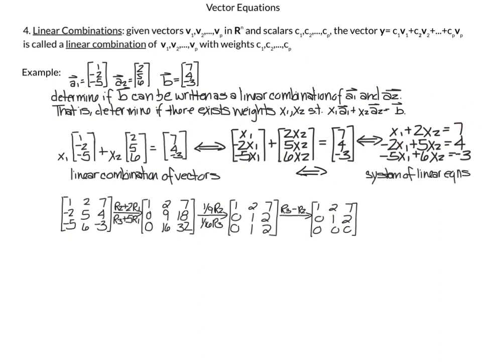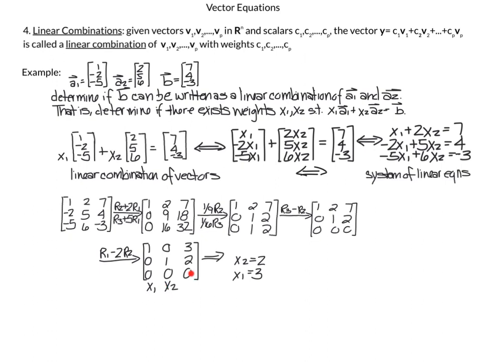We can use our augmented matrix, 1, 2, 7, -2, 5, 4, and 5, 6, -3. And we can do elementary row reductions until we get the equivalent echelon matrix of 1, 2, 7, 0, 1, 2, and 0, 0, 0. I did one more step to get the reduced echelon form. So I have 1, 0, 3, 0, 1, 2, and 0, 0, 0. I wrote x1 and x2 underneath because the first column is associated with the first vector, and x2 is associated with the second column vector.